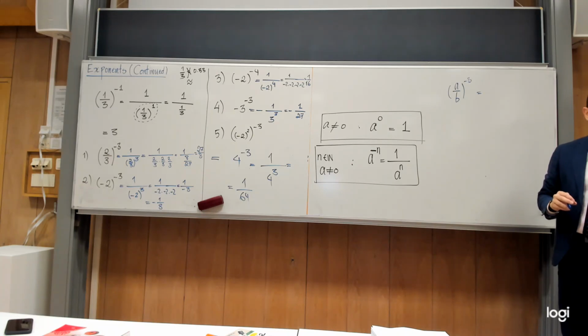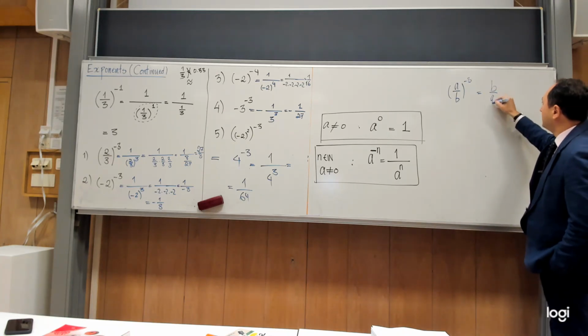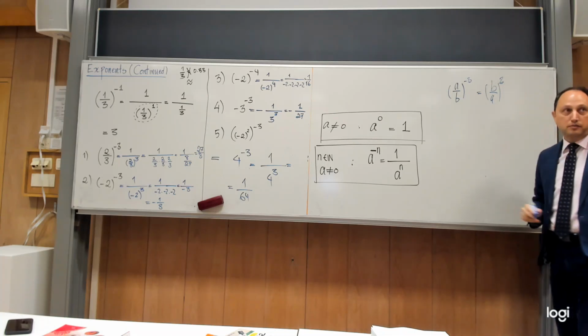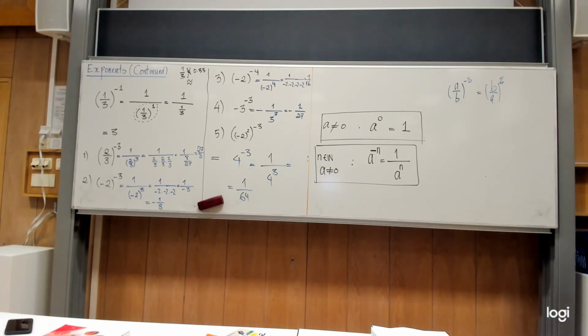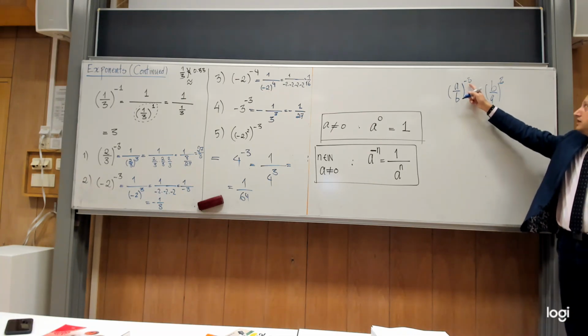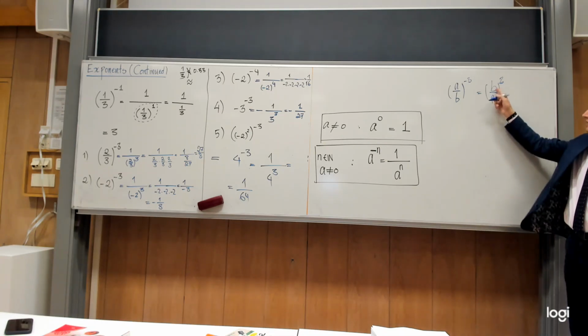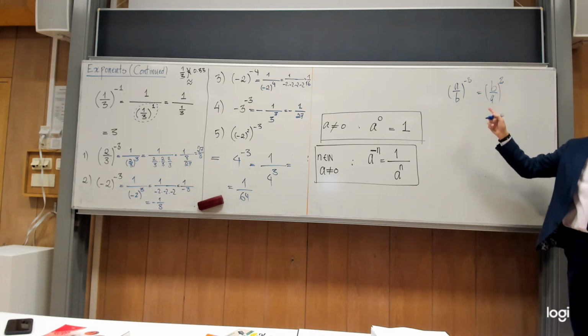Yes? 3 over 8 to 3. Yes, thank you very much. So it's much easier to remember these rules of thumb. So if I have a fraction to a negative power, if I want to get rid of the negative sign of that power, I can just interchange the numerator and the denominator and make it positive.